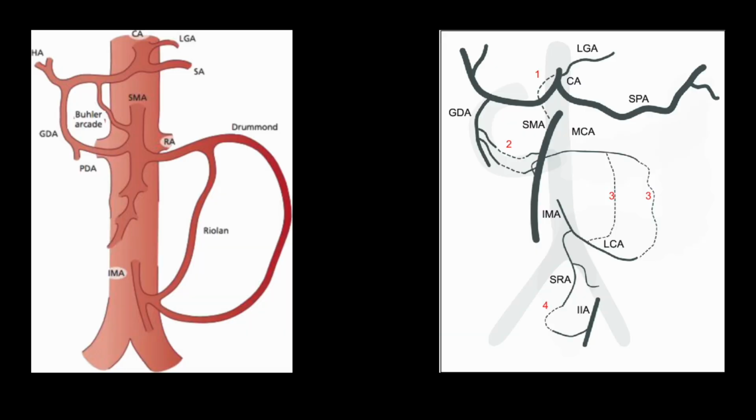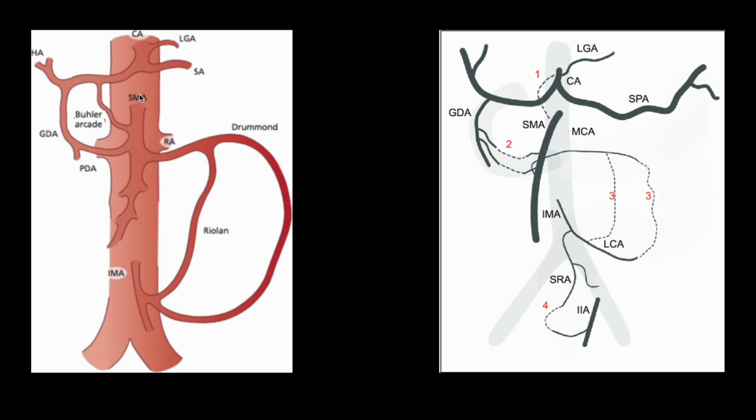When we talk about collaterals, let's talk about the other collateral pathways also. This is the celiac artery and this is the SMA. The connection between both will be the arc of Buhler. That is a direct connection between the celiac artery and the SMA main trunk. Another one can be between the GDA and the pancreaticoduodenal artery.